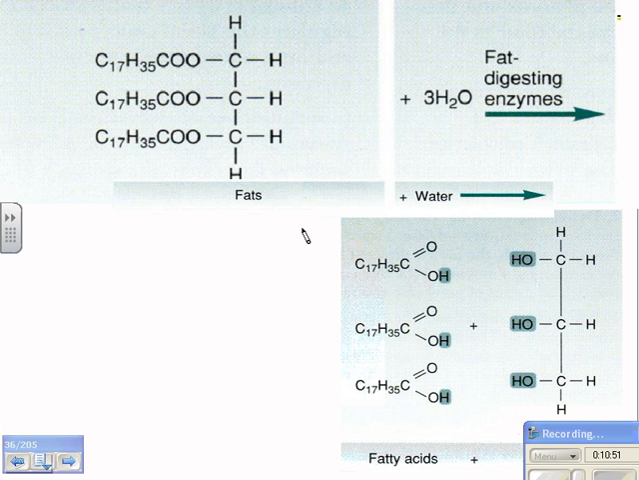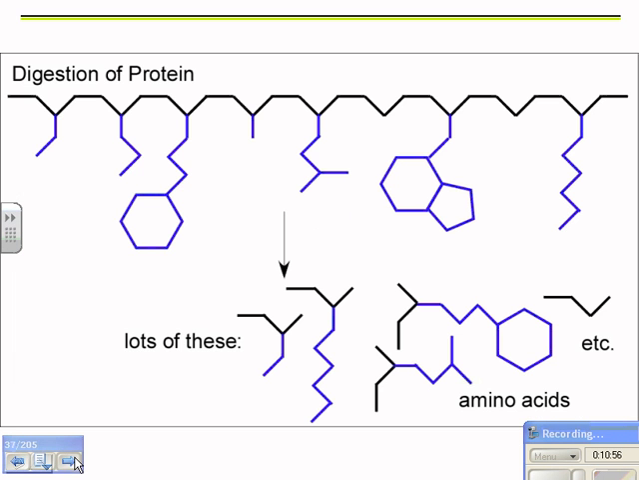And again, the C17 means you have to write 17 carbons and 35 H's. It's a lot of them. It is a lot of energy.